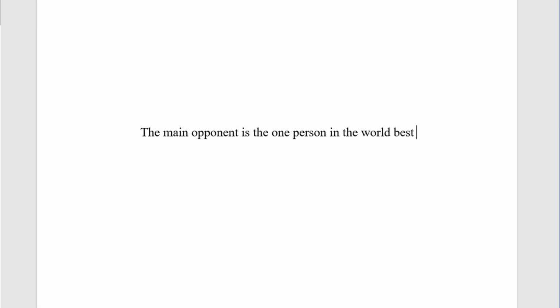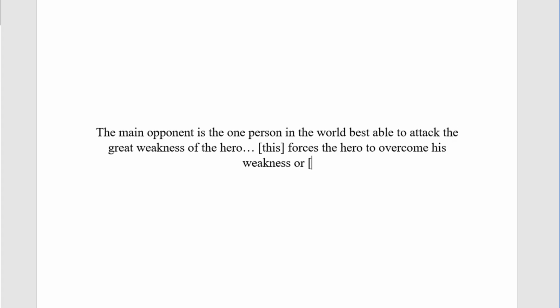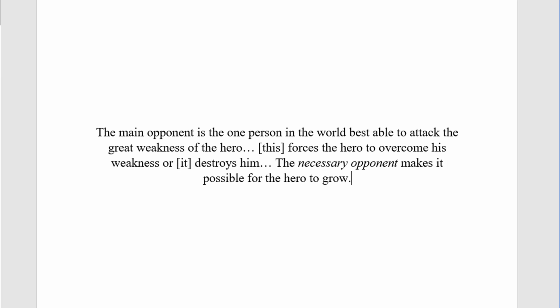To put it in the simplest way possible, John Truby argues that the main opponent is the one person in the world best able to attack the great weakness of the hero. This forces the hero to overcome his weakness or it destroys him. The necessary opponent makes it possible for the hero to grow.